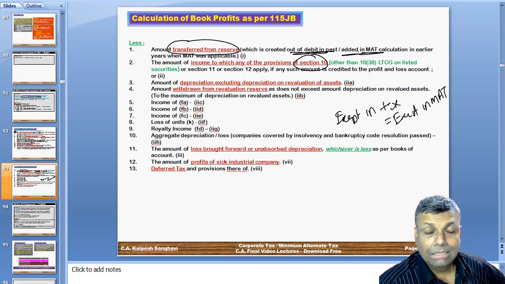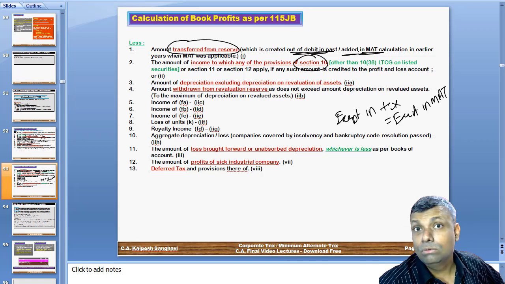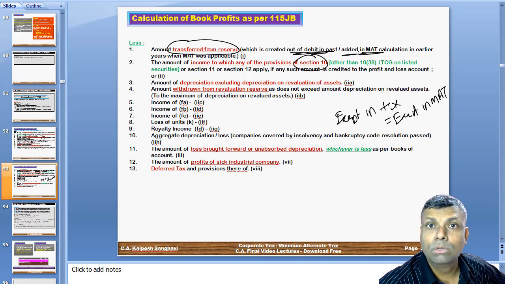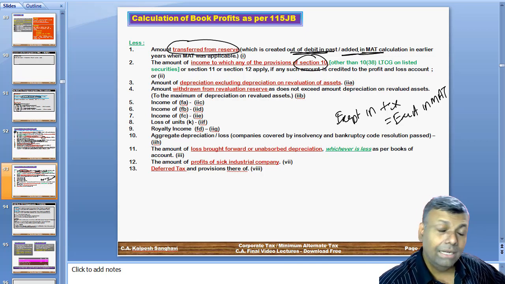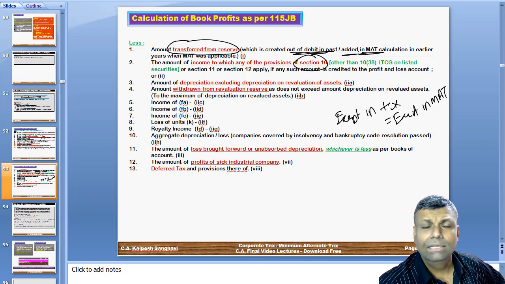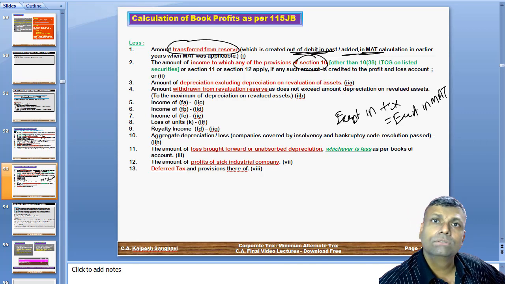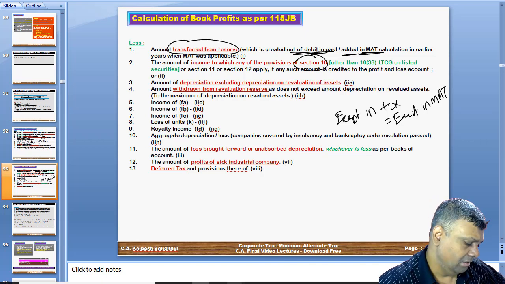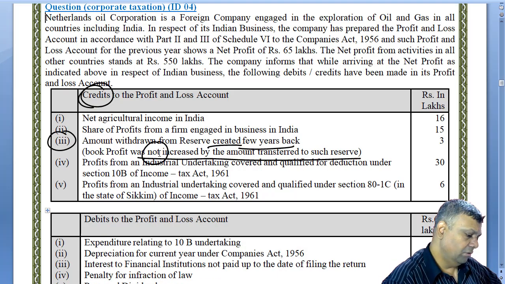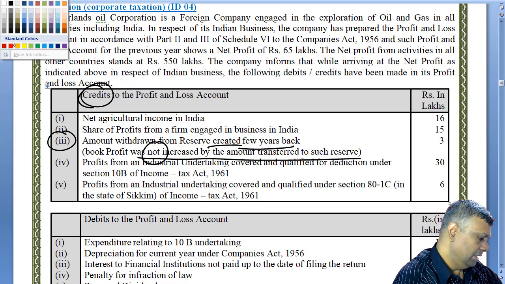Either of the situations. That means if you are a very old company and you had those reserves of the years when the MAT did not exist, for example, then the test of debits will be applicable. That such reserve should have been created out of the debits to the P&L. And if the MAT existed, then the test is that it should have been added in the MAT provisions in the earlier years. Only then in the current year it will be subtracted. But the question is clearly printed that it was not added in the earlier years. Look at this. It was not increased.